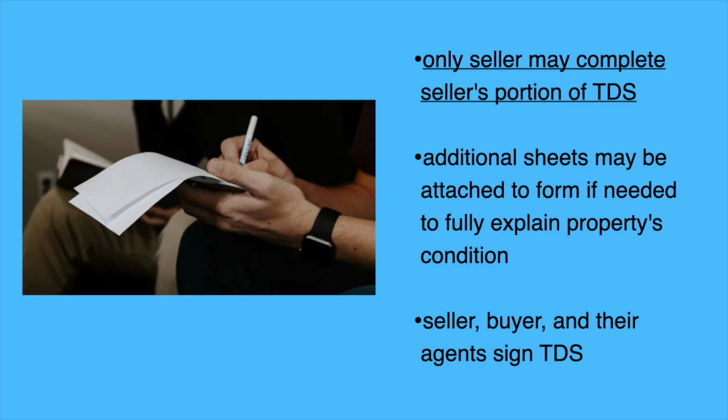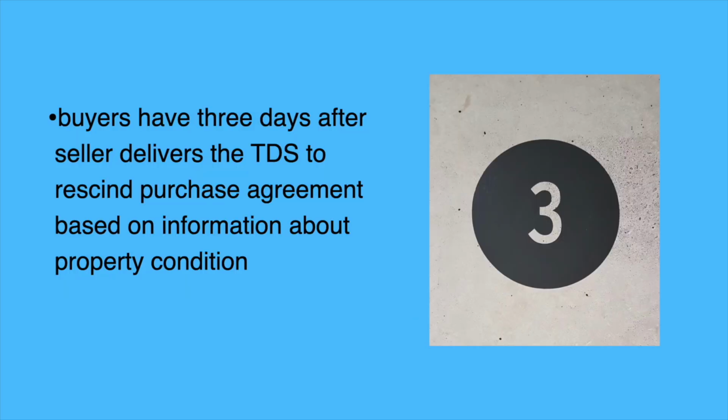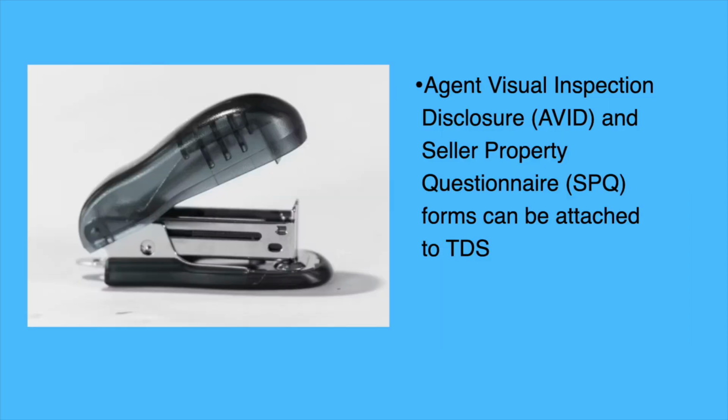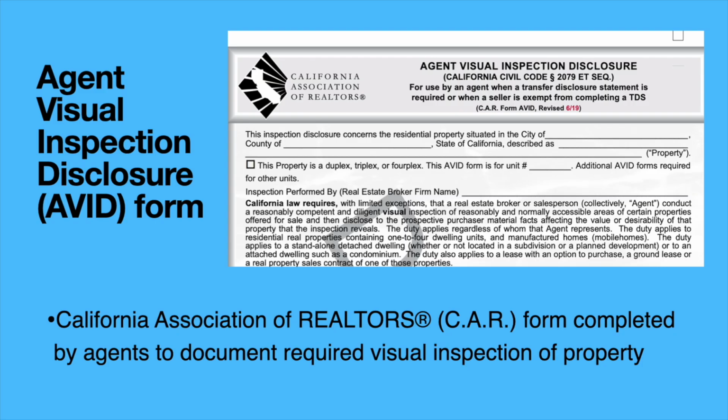Only the seller may complete the seller's portion of the TDS. Additional sheets may be attached to the form if needed to fully explain the property's condition. The seller, buyer, and their agents sign the TDS. Buyers have 3 days after the seller delivers the TDS to rescind the purchase agreement based on the information about the property condition. The Agent Visual Inspection Disclosure, or AVID, and Seller Property Questionnaire, SPQ, forms can be attached to the TDS.